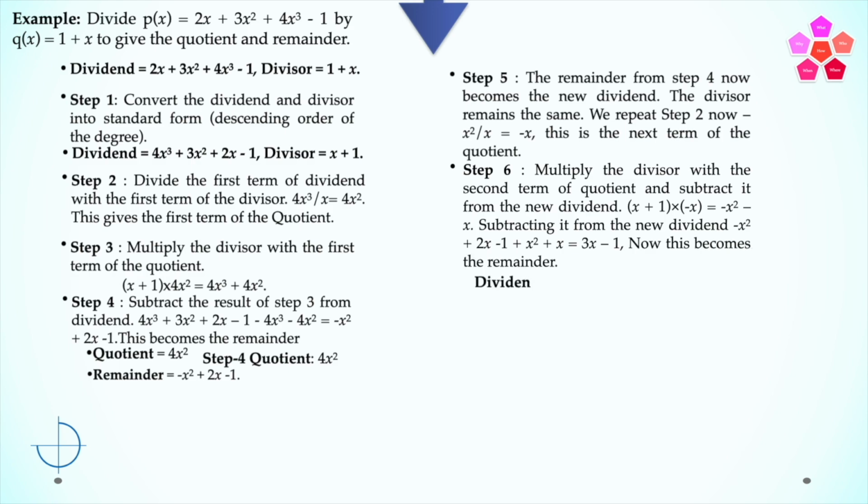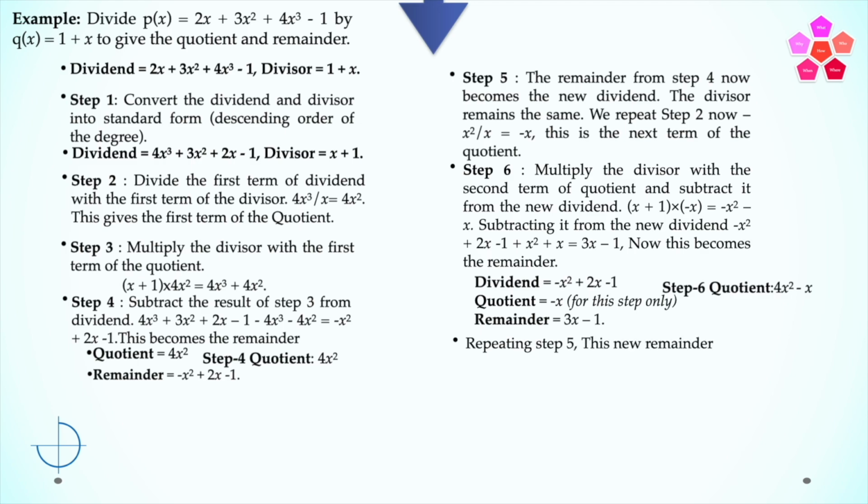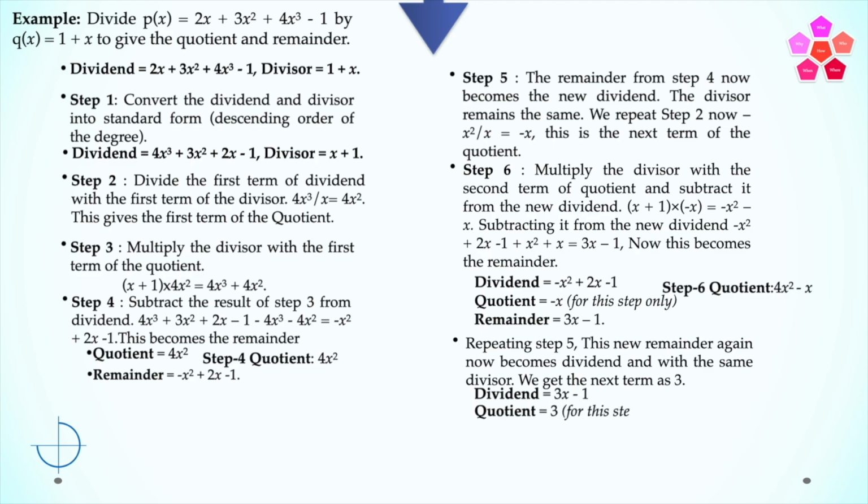Again, the dividend is equal to minus x squared plus 2x minus 1. The quotient here is minus x for this step only, and then we have a remainder which is equal to 3x minus 1. Here, the quotient now becomes 4x squared minus x. Repeating step 5, the new remainder now becomes the dividend, and with the same divisor, we get the next term as 3. The dividend here is equal to 3x minus 1. The quotient is equal to 3 for this step only.